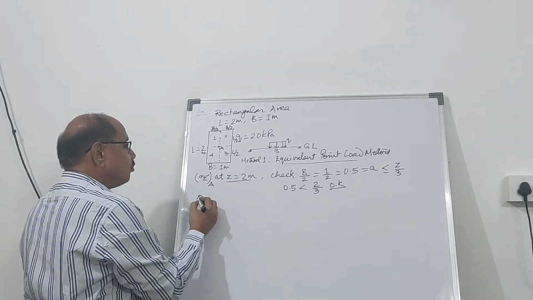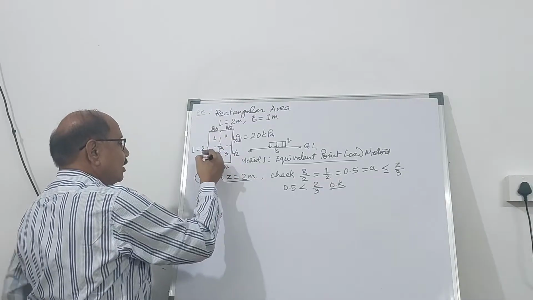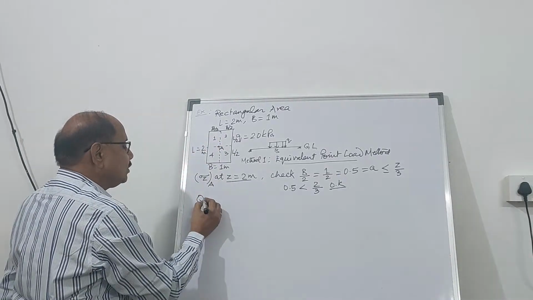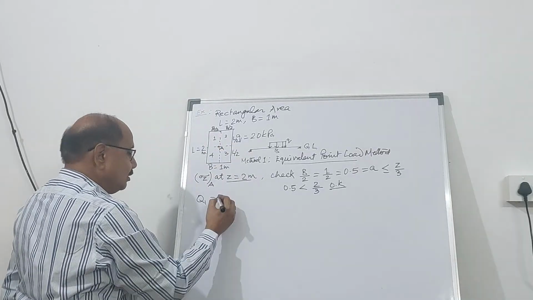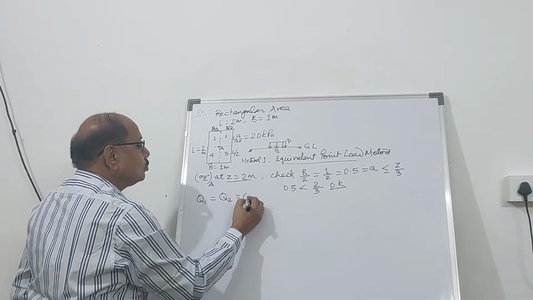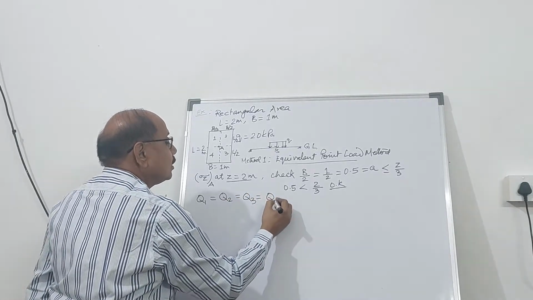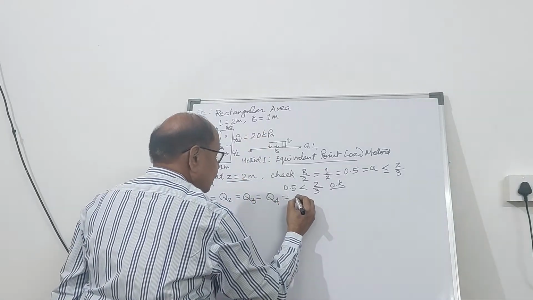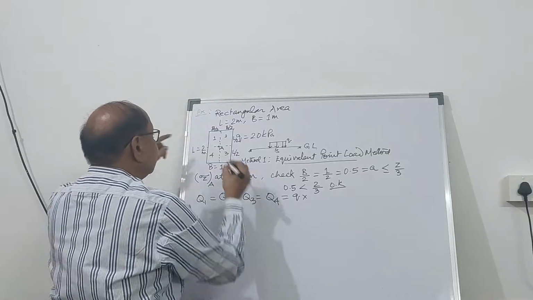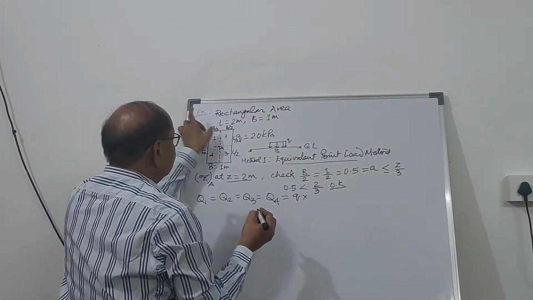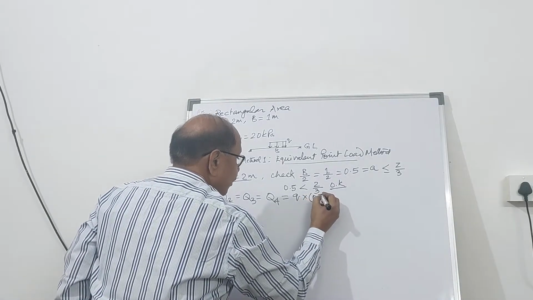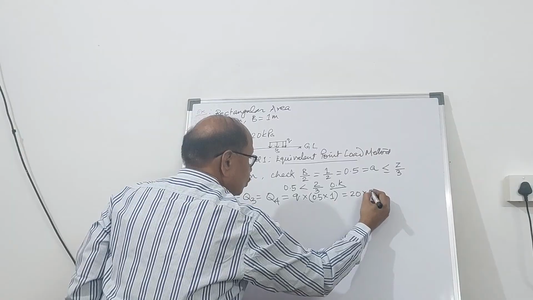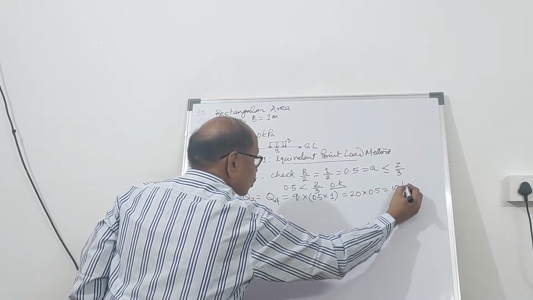Now find out the equivalent point load. You have divided this rectangle into 4 parts, 1, 2, 3, 4. Find out Q1 for each part, and because all are equal, Q1 must be equal to Q2, equal to Q3, equal to Q4, which must be equal to the intensity of loading Q multiplied by the area. The area is 0.5 multiplied by 1, so 0.5 meter by 1 meter. So it becomes 20 into 0.5 equal to 10 kilonewton.